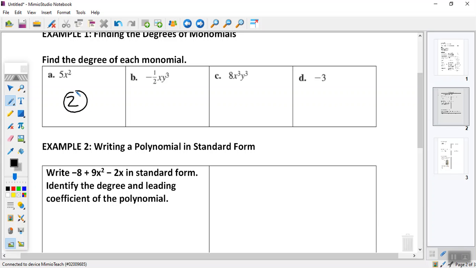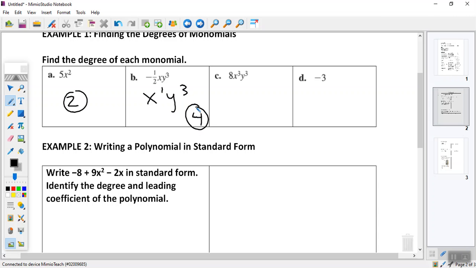Go ahead, Allie. 4? I agree, 4. Okay. How many variables are in this, really, kids? How many x's are in here? 1. How many y's are in here? 3. So the degree is really what? Yeah, this is kind of like x to the first, y to the third, so the degree would be 4.